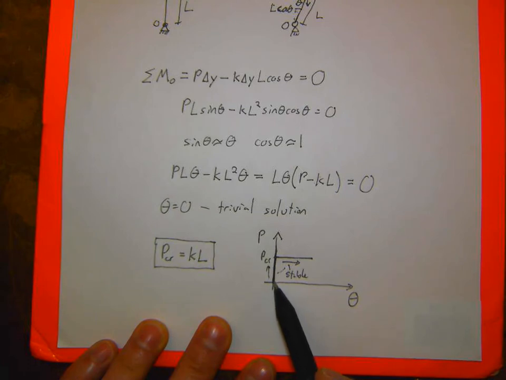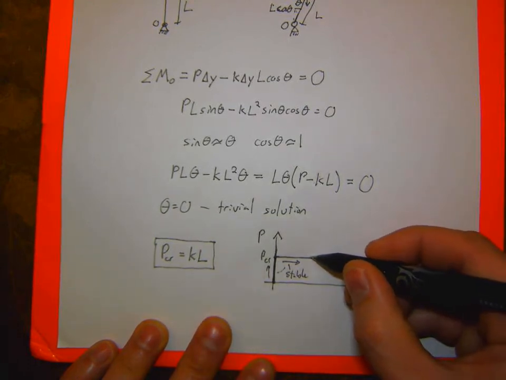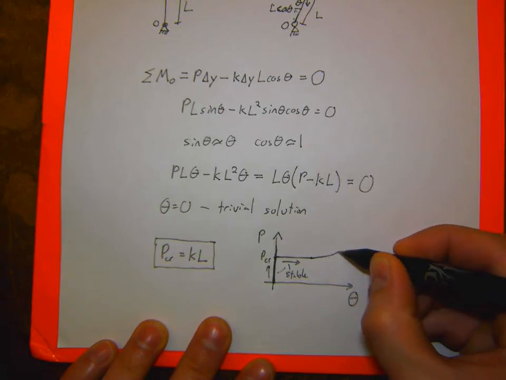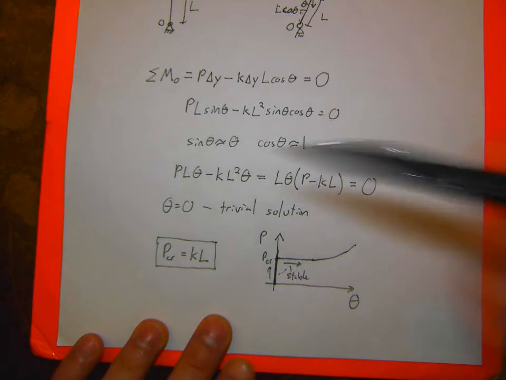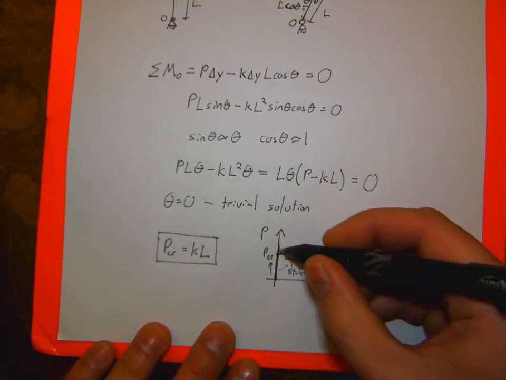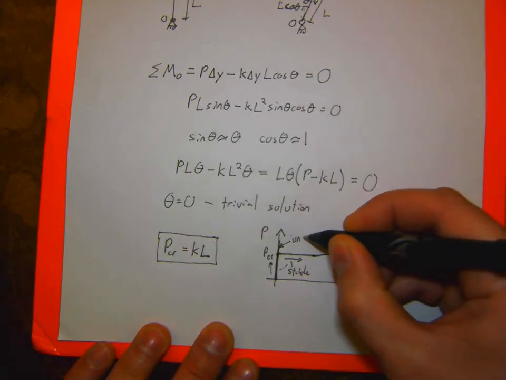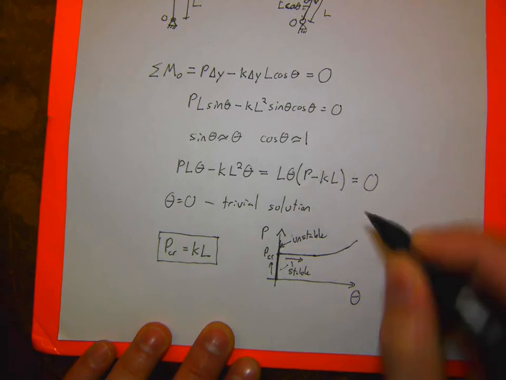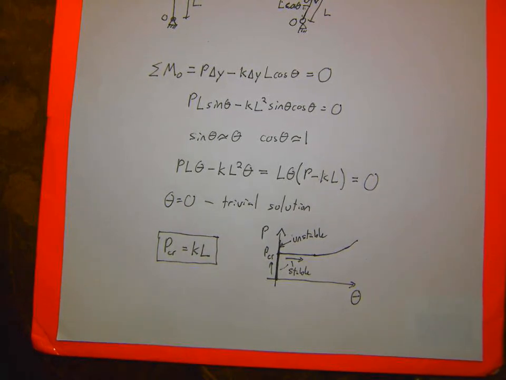It wants to be loaded axially. When I hit that KL, it's going to deflect over here. Eventually the spring keeps deflecting, I have the sine and the cosine, I can no longer take a small angle, and that load would start to increase. But if I tried to keep it from buckling, then I'm putting it on an unstable load path, increasing the load at a point where it doesn't want to be.